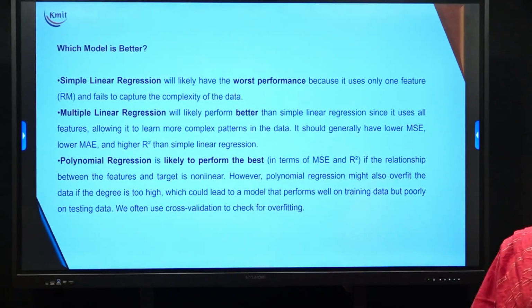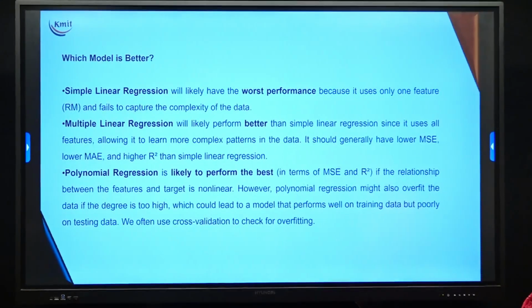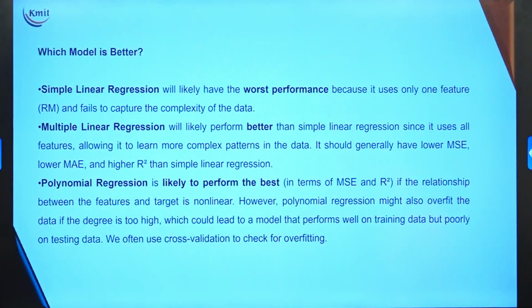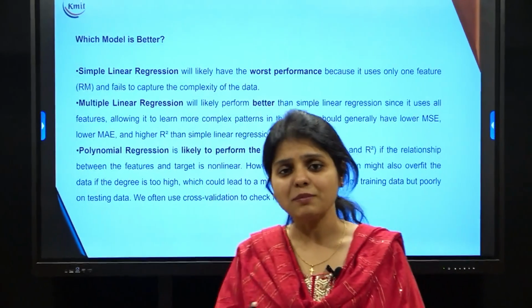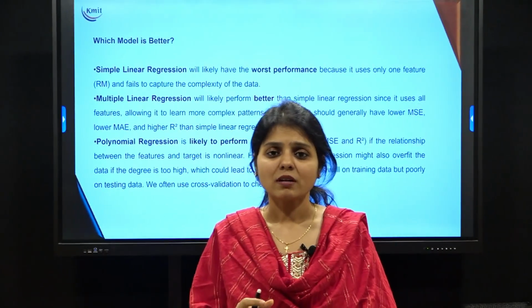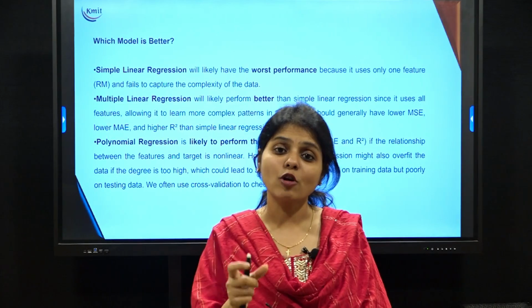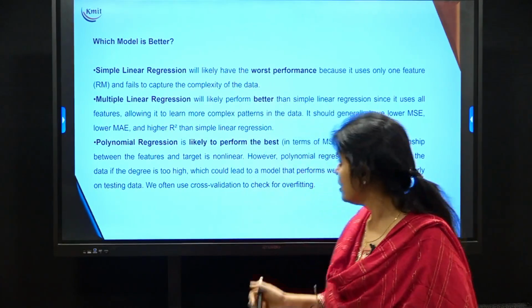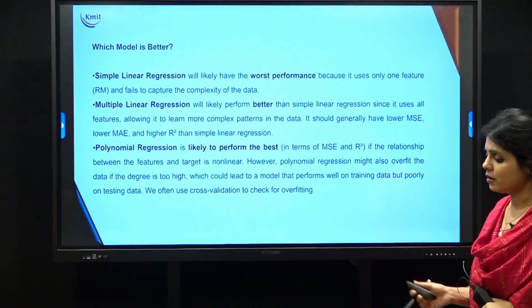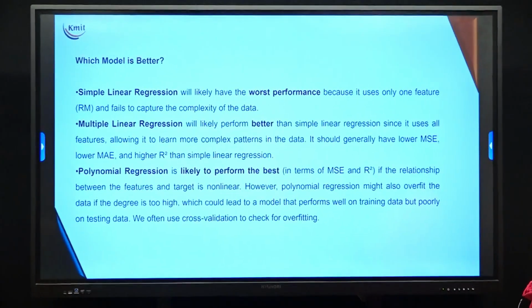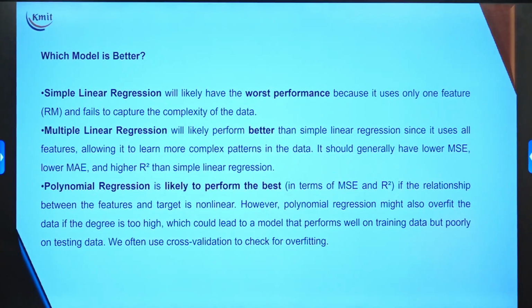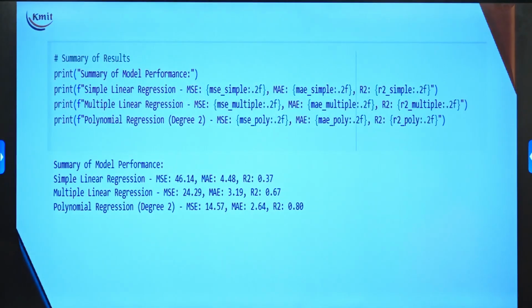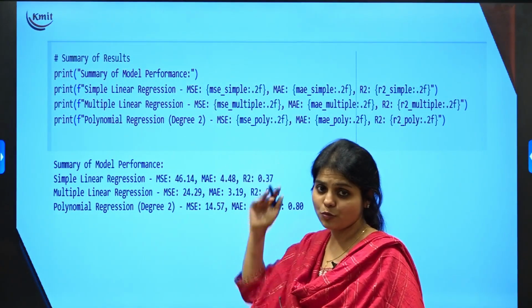Okay. Now which model is better? The question is, what is our experiment all about? Our experiment is all about applying different regression models onto the same data set, comparing the performance of different models and finding the model with the minimal error, right? So when I try to compare the models, we see that simple linear regression has the worst performance because it has only one feature, that is RM. So it fails to capture the complex data, hence the error is more. The error is around 50%, that is 46.14.